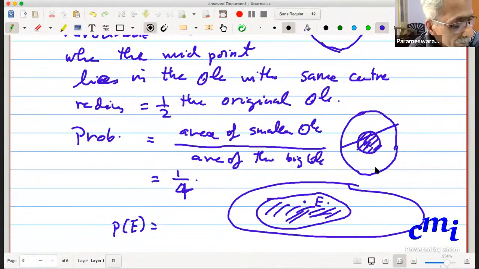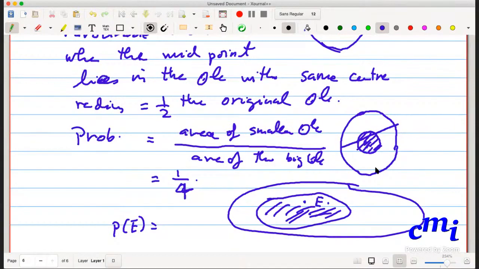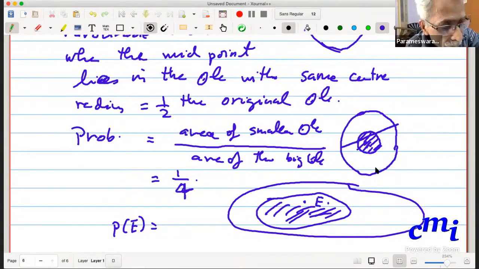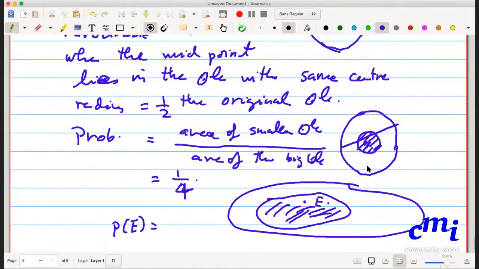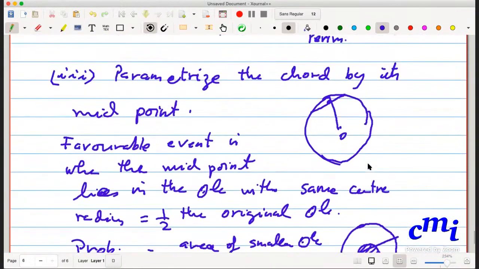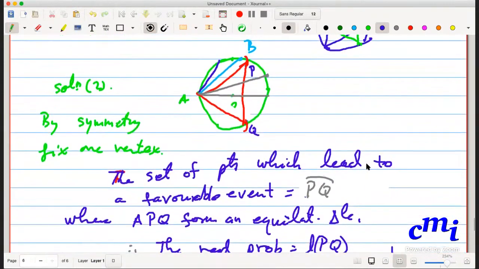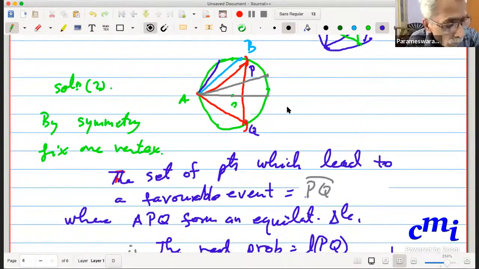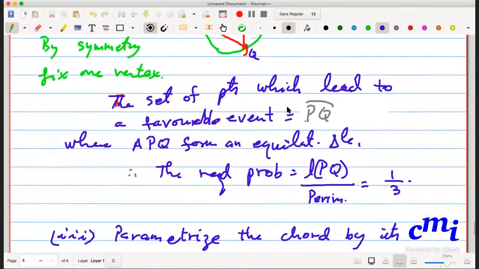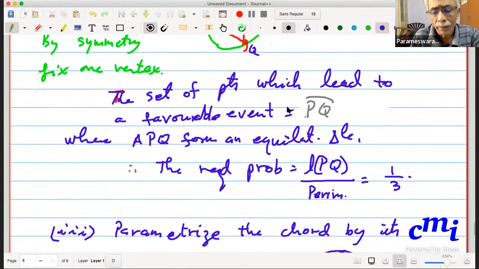Sure. So we consider the angle subtended at the center by the chord. If it has to be larger than the side of the equilateral triangle, then the angle subtended should be greater than 120 and less than 180. So that gives a range of 60 degrees. The sample space we have is 0 to 180 degrees. So 60 degrees by 180 degrees, we get 1/3. So what is the answer finally? 1/3. Yes, more or less, it amounts to the same thing.